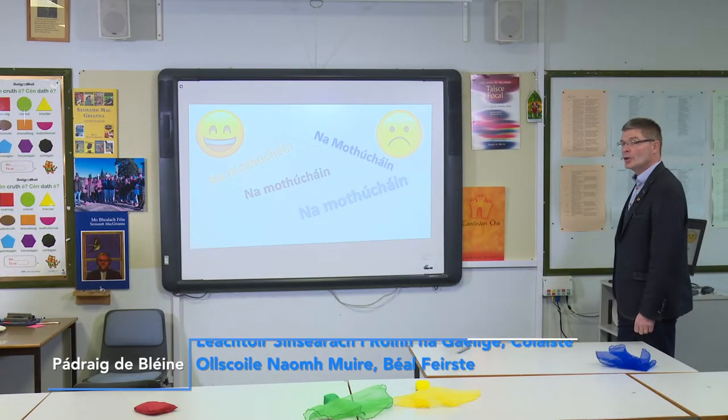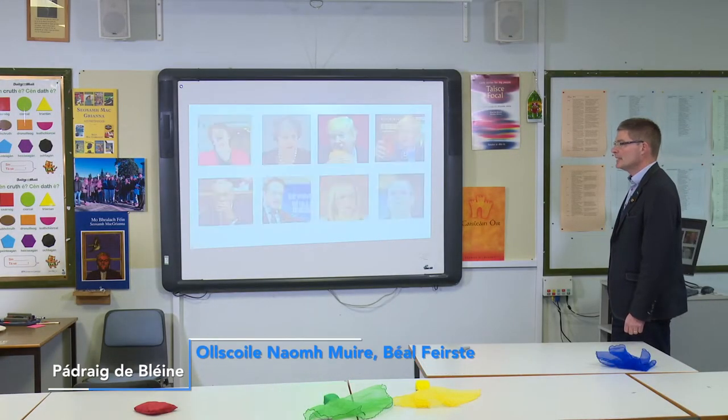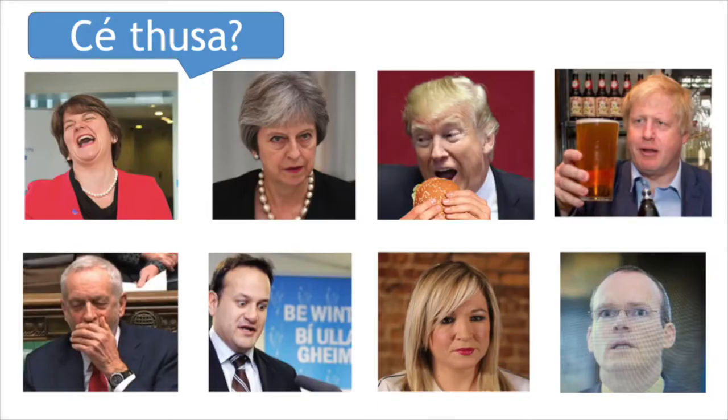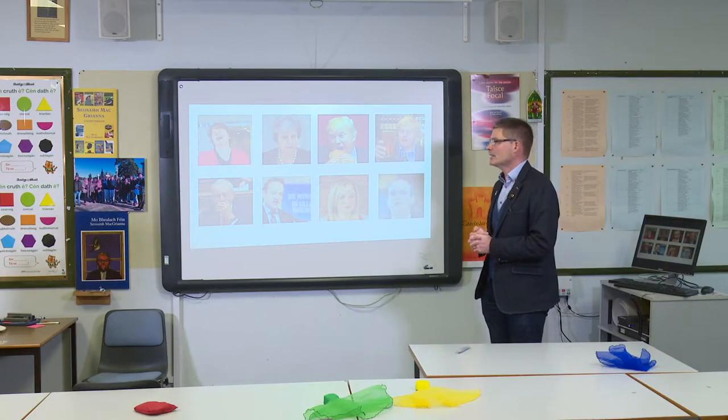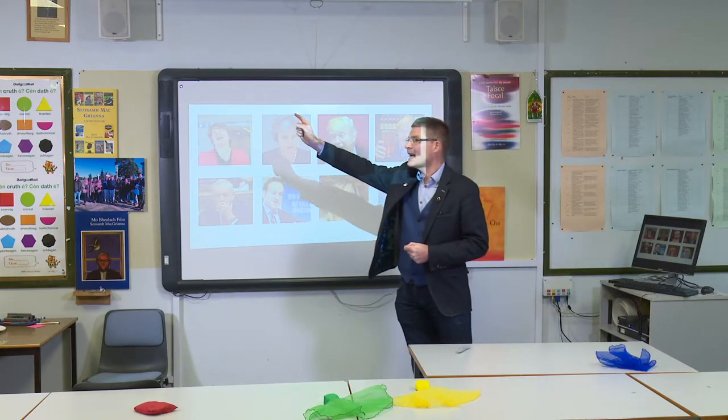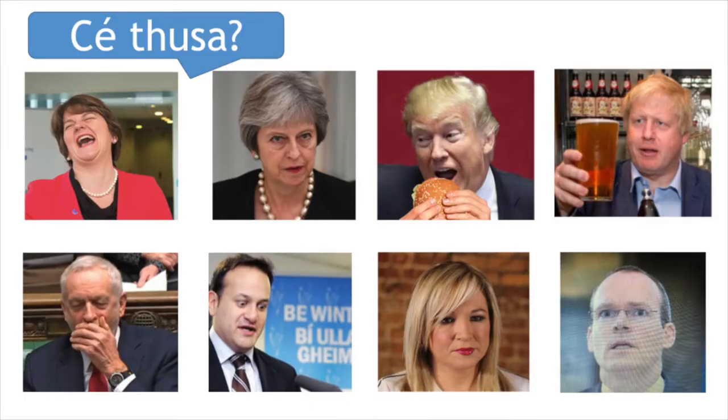Now, we'll move on and look at the mothúcháin, which are the feelings in Irish. I have kept the same pictures from a previous lesson, and this time we can look at the feelings of the characters in the picture. For example, Tá áthas orm. So we could repeat the phrases. What do you think it means, children?